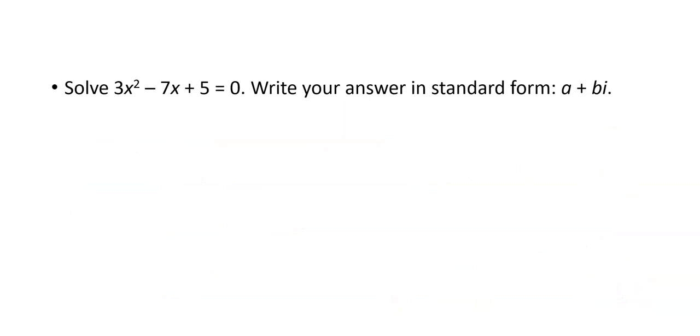All right, this question has a little bit of a hint to it. Right? It says solve 3x squared minus 7x plus 5 equals 0. Write your answer in standard form a plus bi. So this tells me right away I'm going to get some type of negative number under the radical. Let's see what it is.